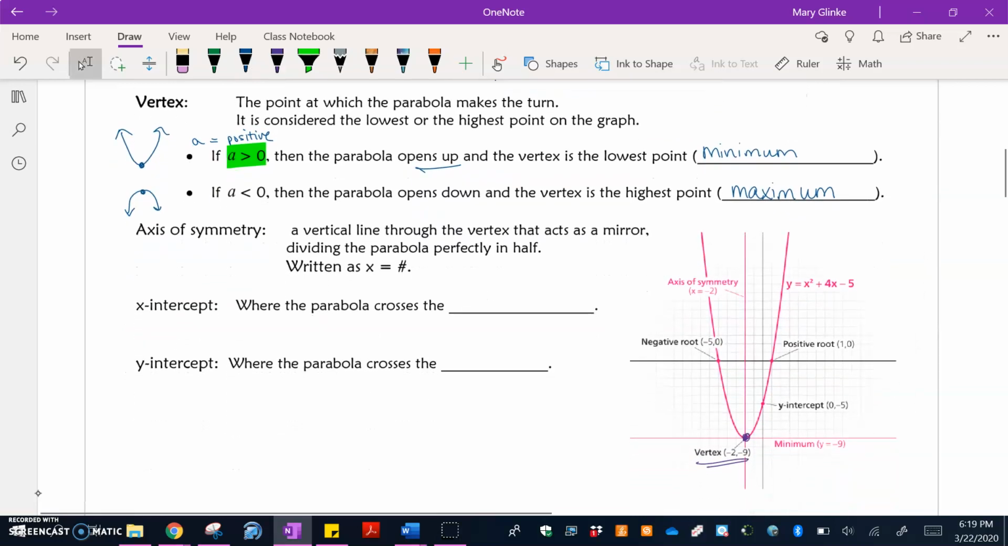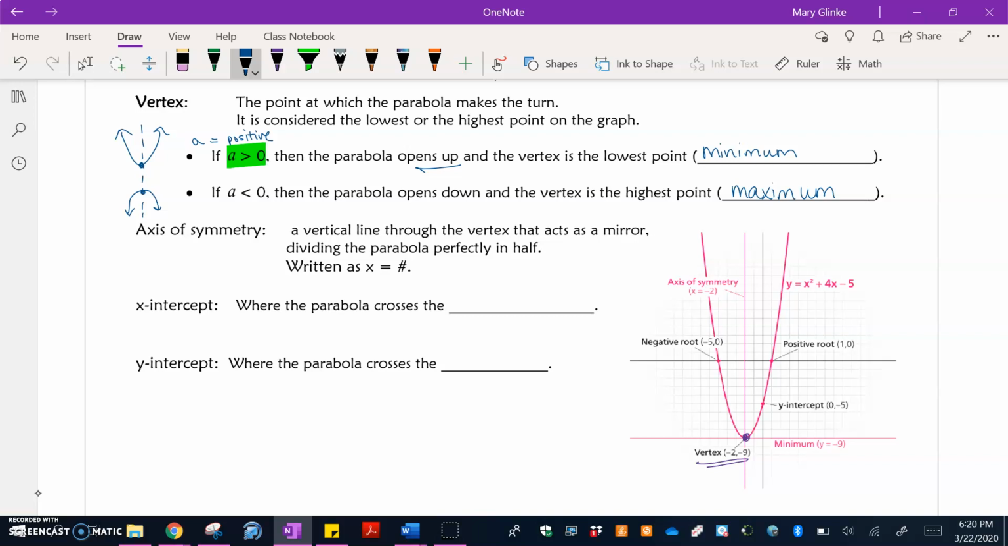The axis of symmetry is something that every parabola has. It's going to be a vertical line through your vertex. We a lot of times see it as a dashed line. And it's going to act as a mirror. And the graph should be symmetrical about it. That's why it's called the axis of symmetry.